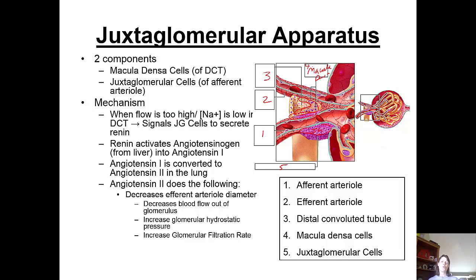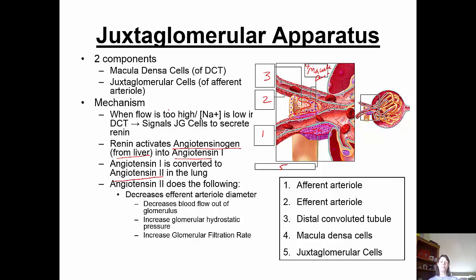If there's too much flow in the distal convoluted tubule, that is going to talk to the JG cells to secrete a hormone called renin. And renin then goes through the bloodstream, and it's going to turn on an enzyme that's in the liver to angiotensin 2. Or excuse me, angiotensin 1, that's Roman numeral 1. Angiotensin 1, when it then is flowing in the lung, gets converted into angiotensin 2.